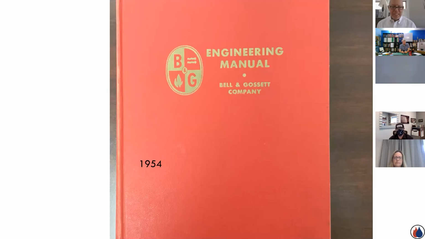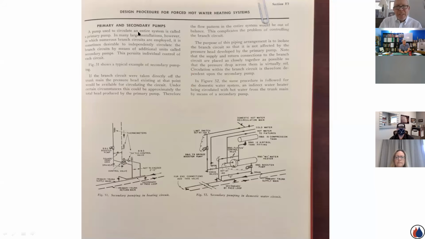And the thing that I get a kick out of, and the only reason I have this picture here, is B&G every year would provide an engineering manual to the industry, to the engineering office, to the wholesale distribution, everybody that was involved with hydronics. And the reason I have this one here highlighted is in 1954, this is the first time that they have this expression of this phrase, primary and secondary pumps.